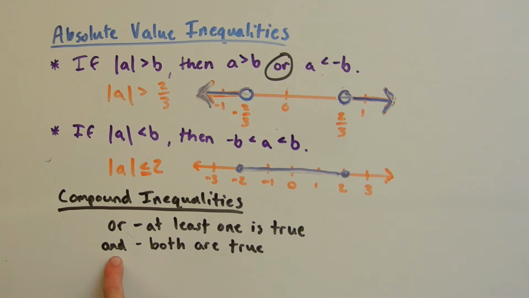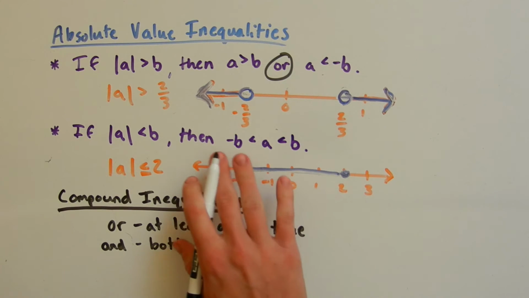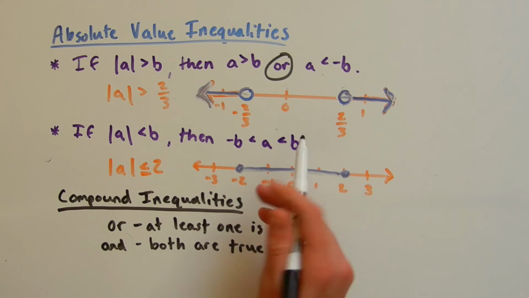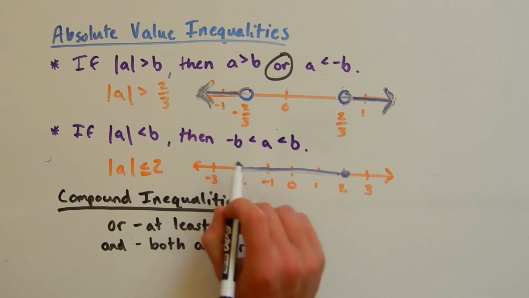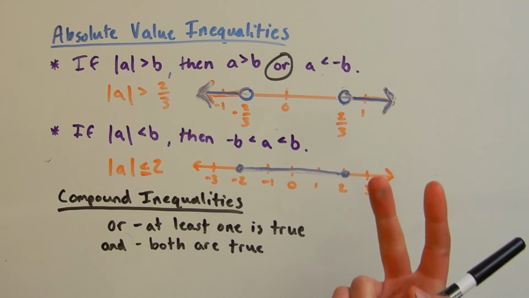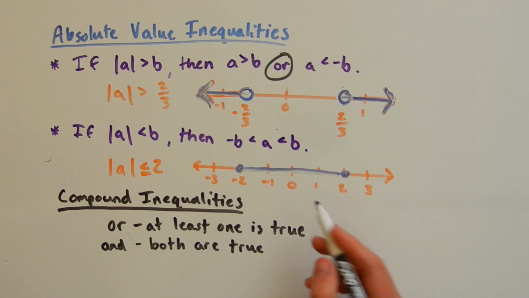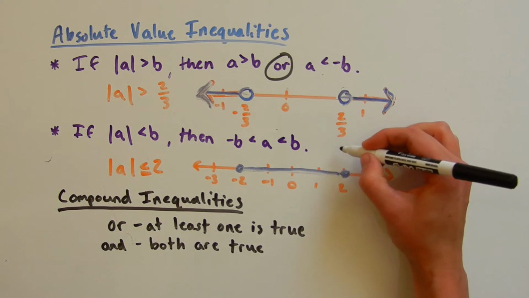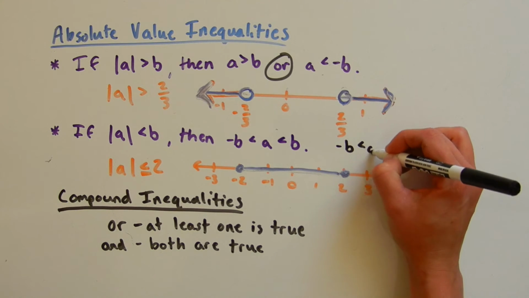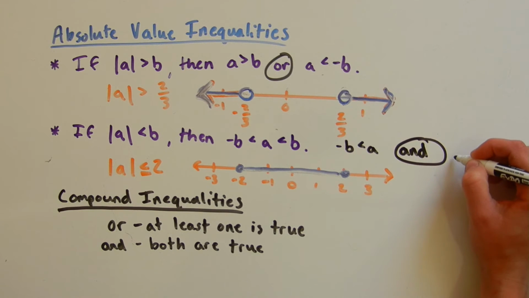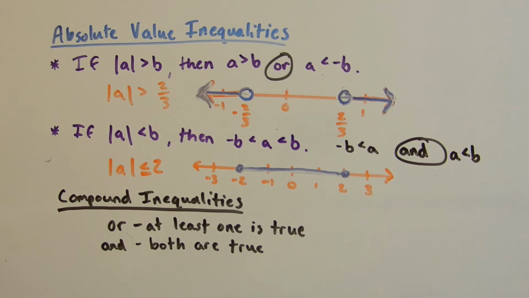And is saying that both the inequalities are true. But this is a little confusing because the word and isn't in this second absolute value inequalities property. But this inequality is technically two inequalities combined with and. When we say negative B is less than A, which is less than B, we're saying that negative B is less than A, and A is less than B.